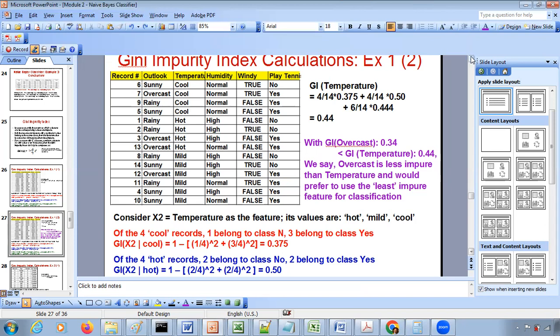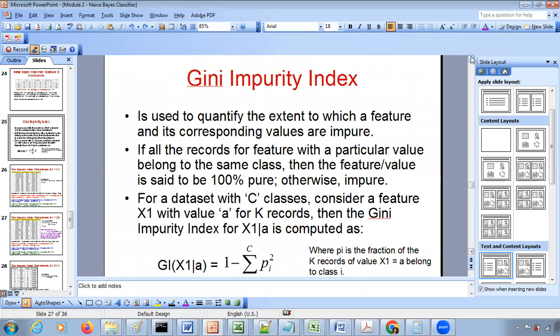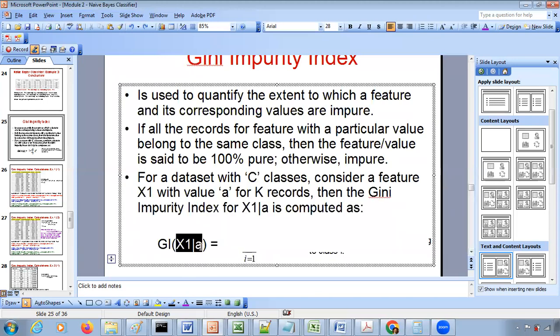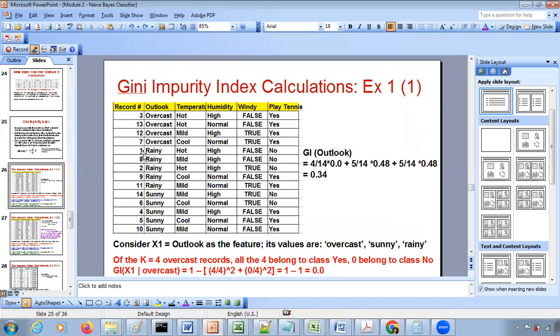So you would like to identify those features whose values have as little impurity as possible. So we would like this to be as low as possible, as less impure as possible. So this is how we quantify the extent of impurity. For a feature x1 with a value a, we say there are k records for feature x1 with value a. So for example, for Outlook with say sunny, there are 5 records. So k is 5 in that case.